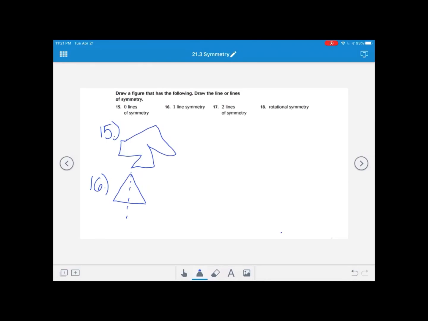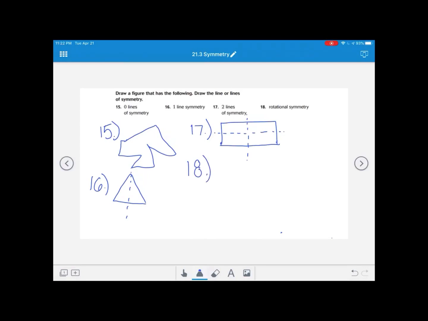Okay, let's try number 17 now. Number 17 asks for 2 lines of symmetry. So let's draw a figure such as a rectangle. There's lots of different shapes that have at least 2 lines of symmetry. A rectangle is just one example of them. It can be split vertically. It can also be split horizontally. 2 lines of symmetry.